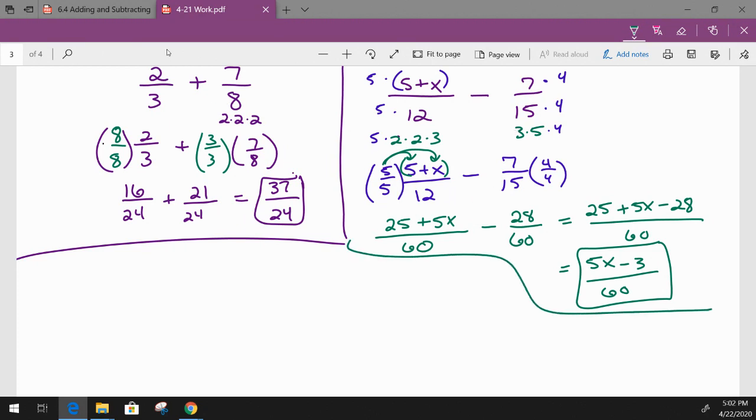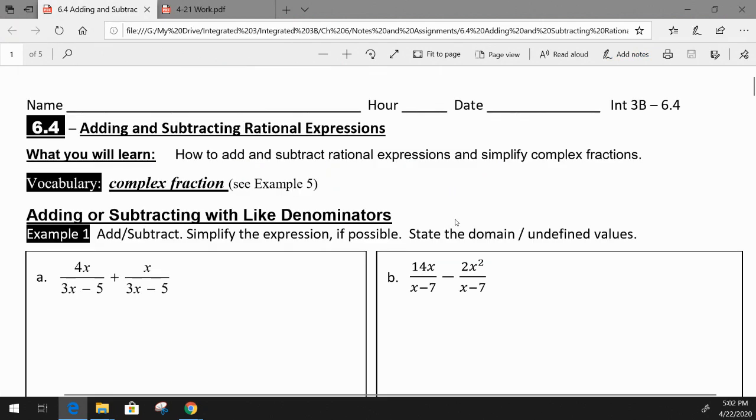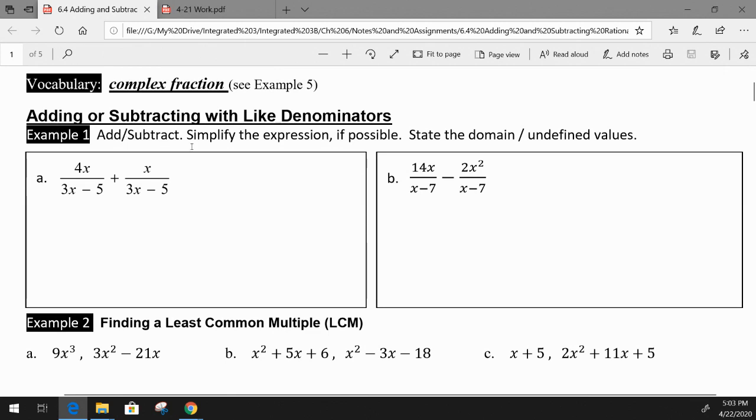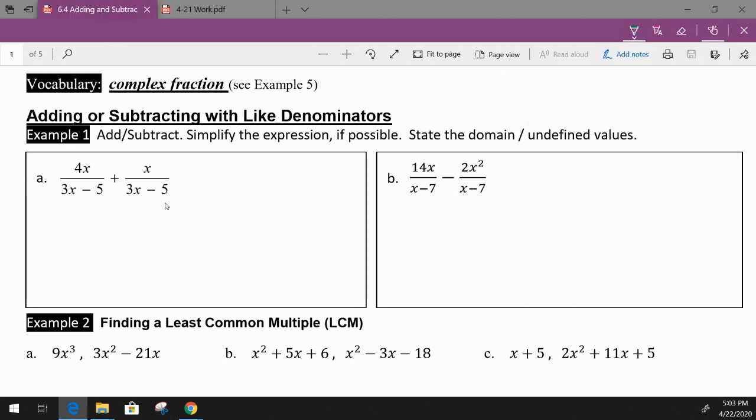Okay, so now we're going to actually go back to the Algebra 2 level problem. So this is lesson 6.4 in your textbook. And we're going to start out with things that have a common denominator. So if you look at this first example A, there is a common denominator. So when you have a common denominator, you simply add the numerators.